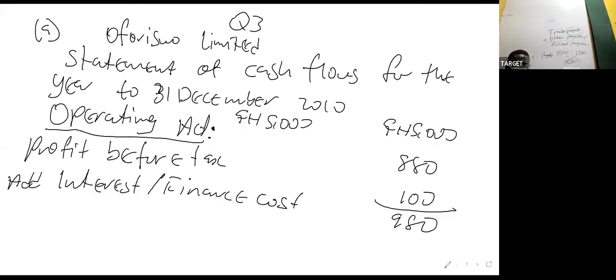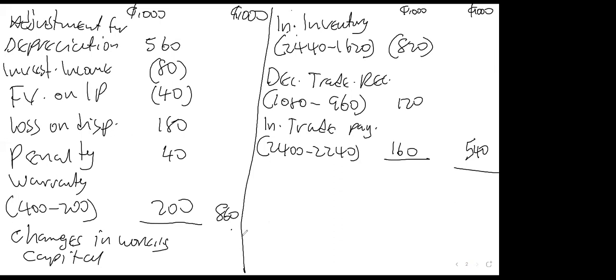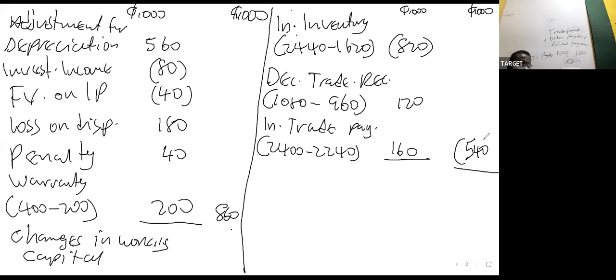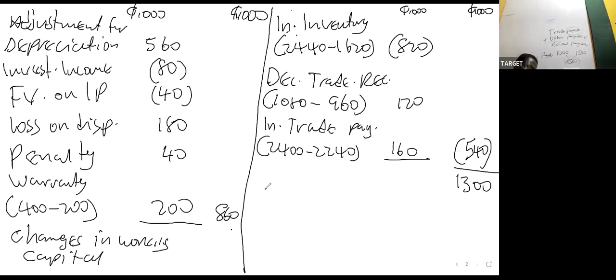So far, we have 3 totals here. Starting from the top, we have 980, add 980, 860, and then 540. Add them together. 540 is negative, thank you. It's true. 1,300. Agreed. So that is 1,300.